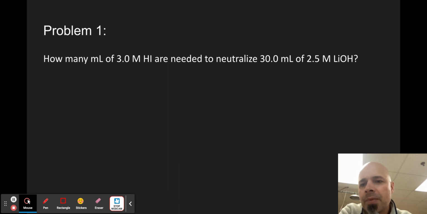So here's an example. How many milliliters of 3.0 molar HI are needed to neutralize 30.0 milliliters of 2.5 molar LiOH? So it's useful to first identify your acids and bases. So HI, hydroiodic acid, begins with hydrogen, it's an acid. And then LiOH, anything that ends in a hydroxide ion or OH negative ion is a base. So LiOH, lithium hydroxide, is a base.